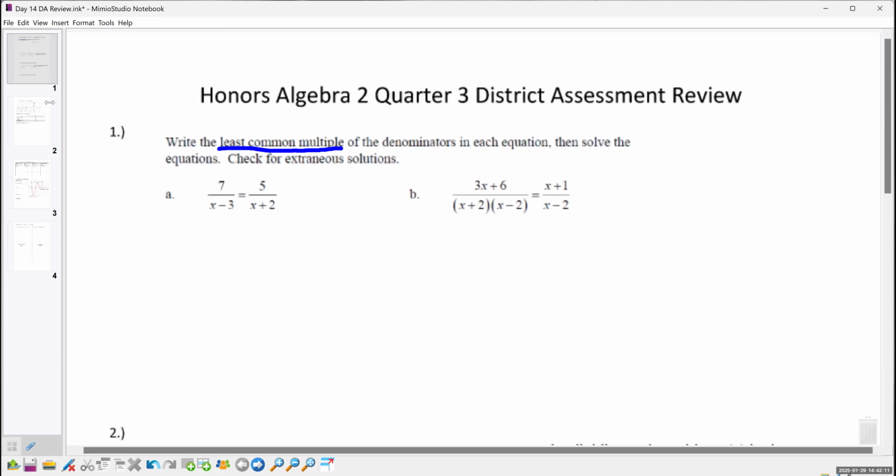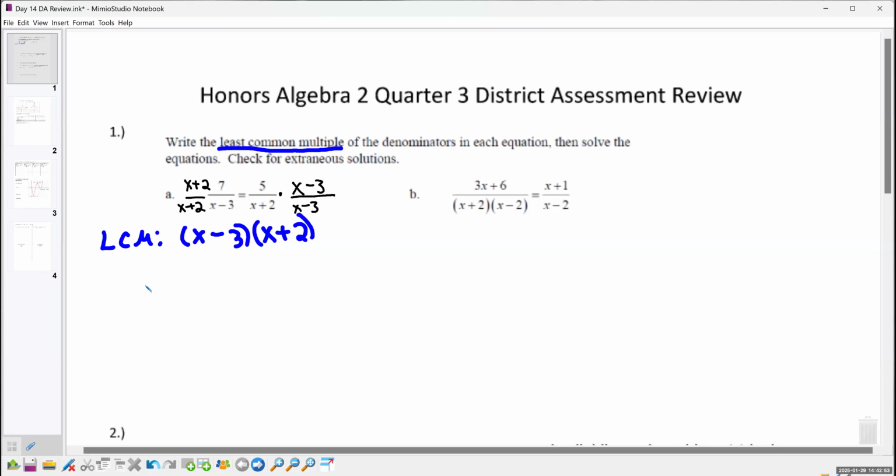So when I look at both of these denominators, I notice that they are all factored, which is kind of nice. So for the first one, I see I have two separate binomials, which means the least common multiple is going to be the product x minus 3 times x plus 2. That's better. And so then for solving, I'm going to use my least common multiple to create common denominators. So the denominator on the left needs an x minus 3. The denominator on the right needs an x plus 2.